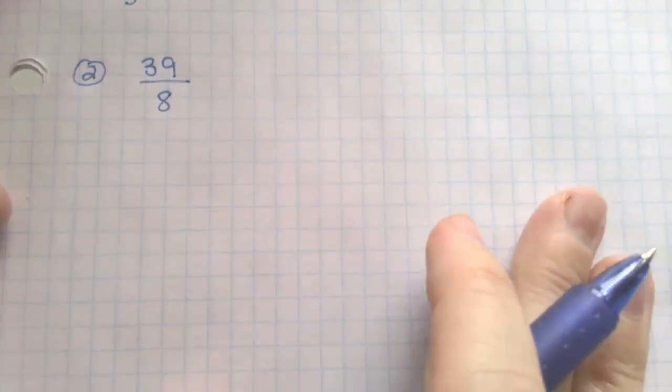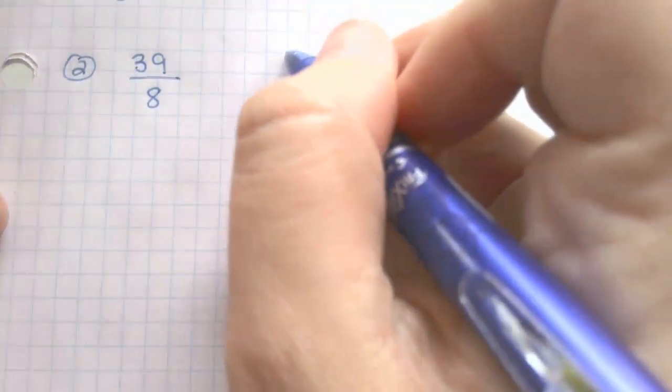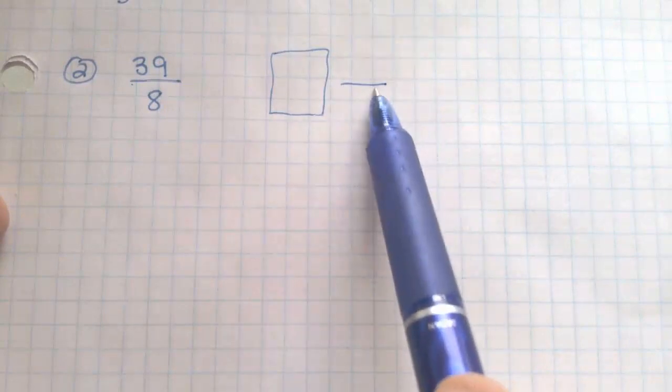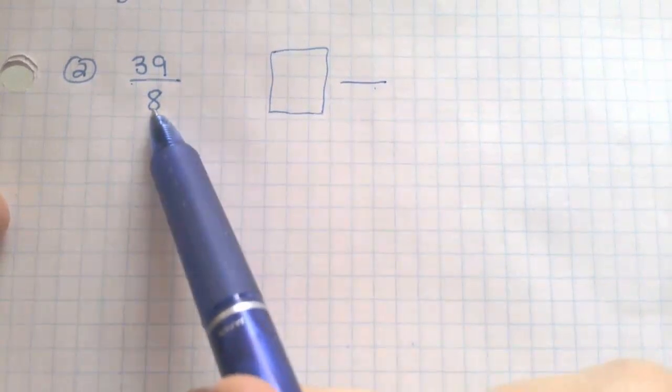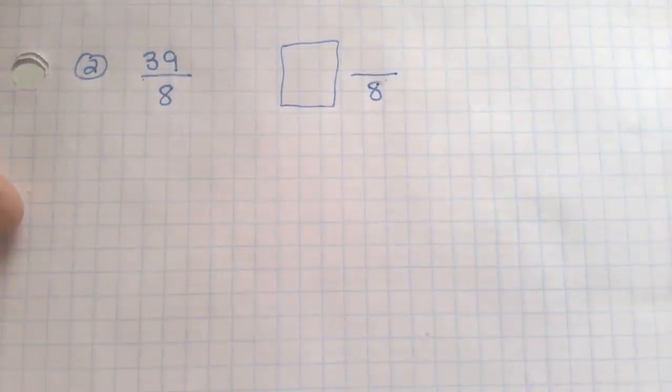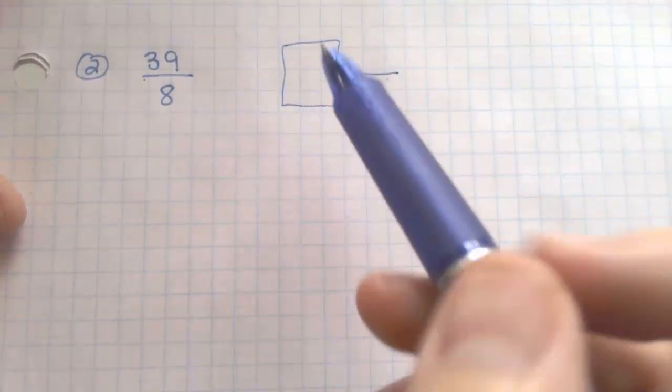Okay, let's do another one. What if I wanted to do 39 over 8? So again, our goal is to get a big number here and a fraction. We want an improper fraction to a mixed number. So my denominator is not going to change. That stays. Now, I'm going to do the multiple way.